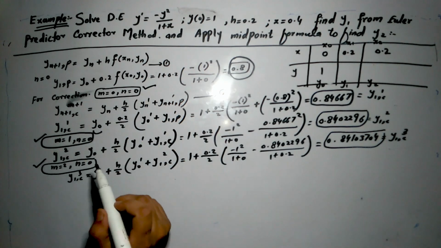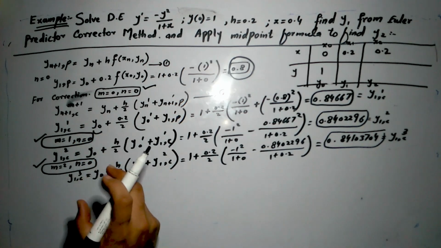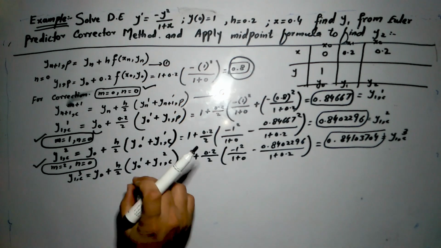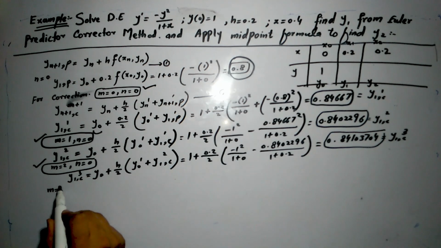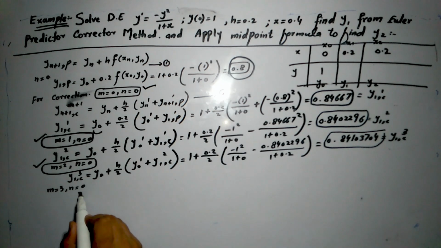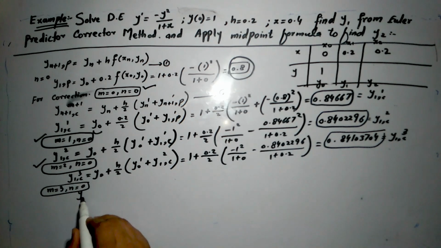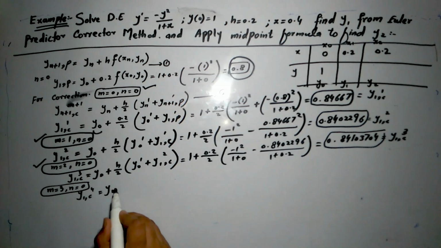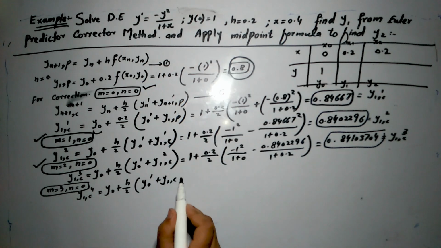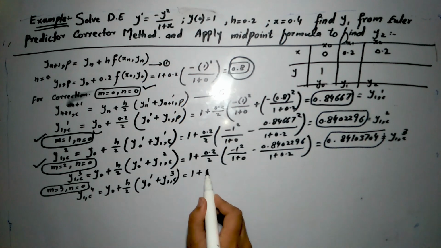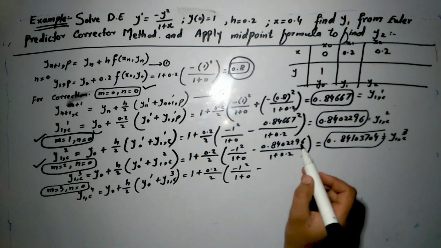So this was the first correction, this is second, and this is third correction. So we can say first, second, third or fourth correction. However many corrections we apply, this will be our correct root. So if I take another correction, fourth correction, m will be equal to 3, n is equal to 0. So in equation number 2, this will be equal to y1 of c4 is equal to y0 plus h over 2, y0 prime plus y1 c3. This will be equal to 1 plus 0.2 over 2, minus 1 square over 1 plus 0, minus, here we will take the value of y1 c3.